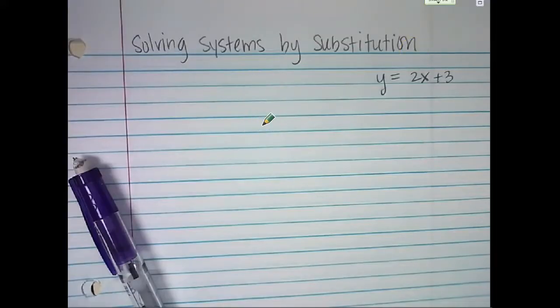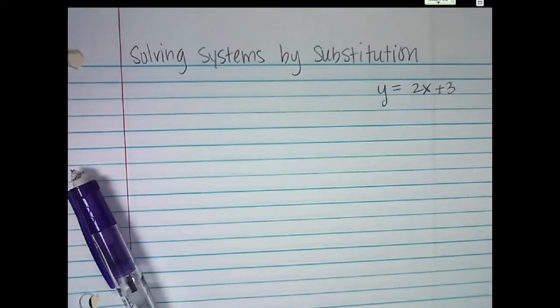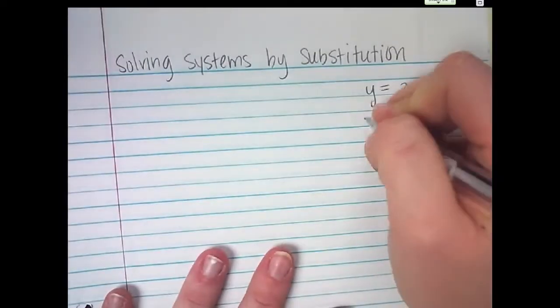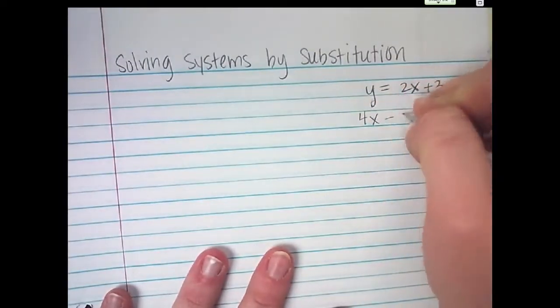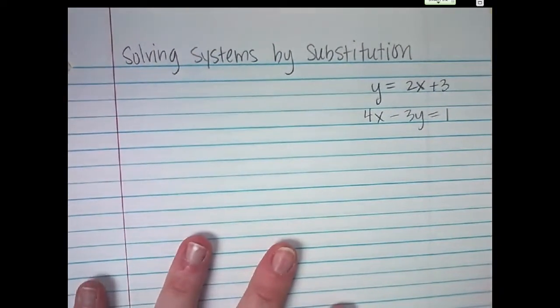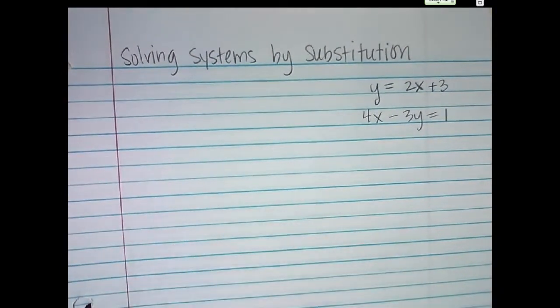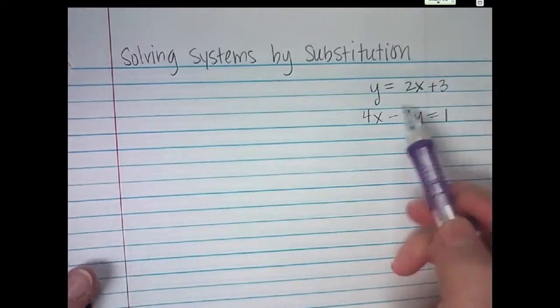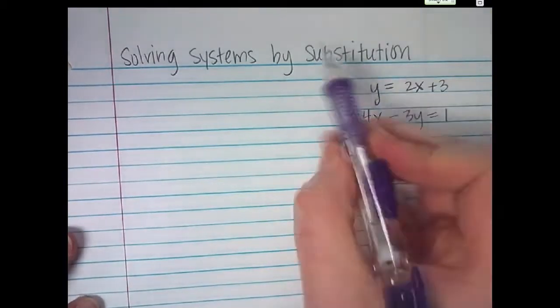Okay, here we go. All right, solving by substitution. So here's the system. Remember, a system of two equations is what we're going to work with right now. So we want to find the solution. I want to find the x and the y that work for this system. And this is the method we're going to use.